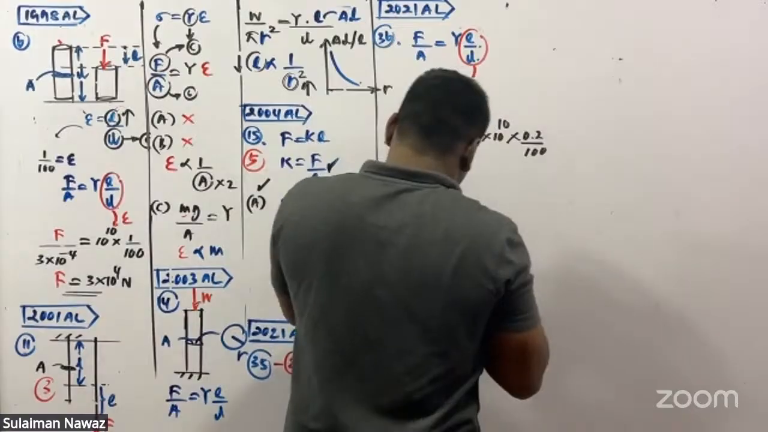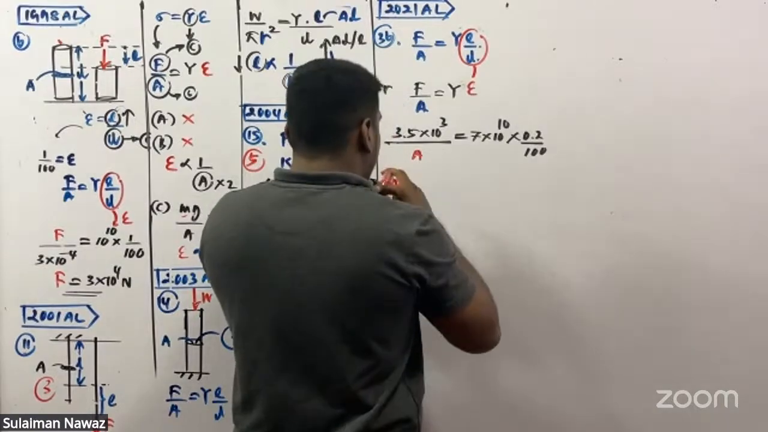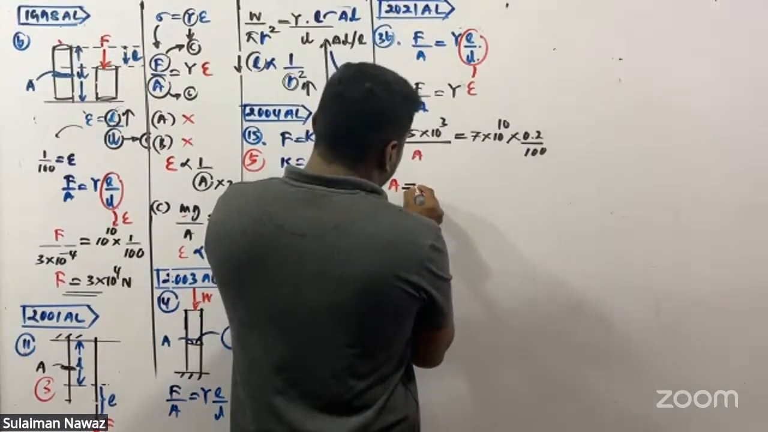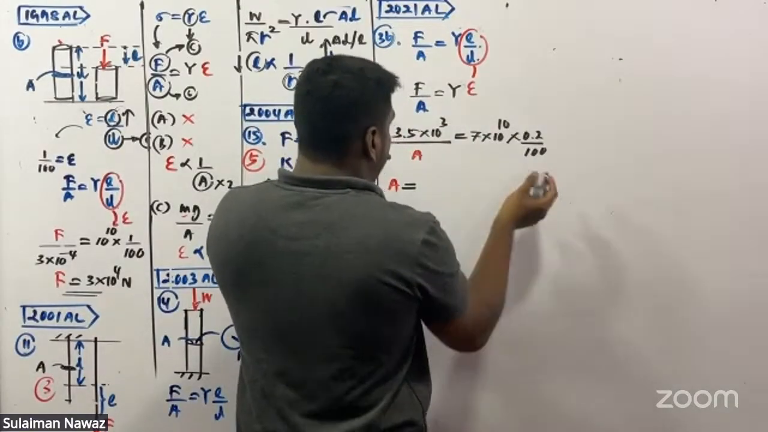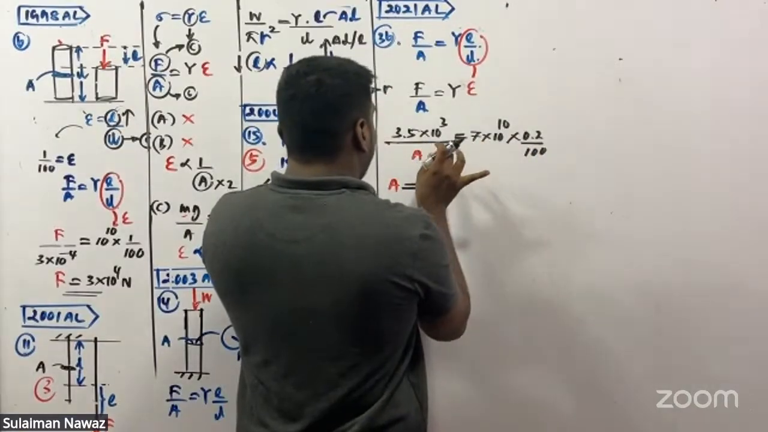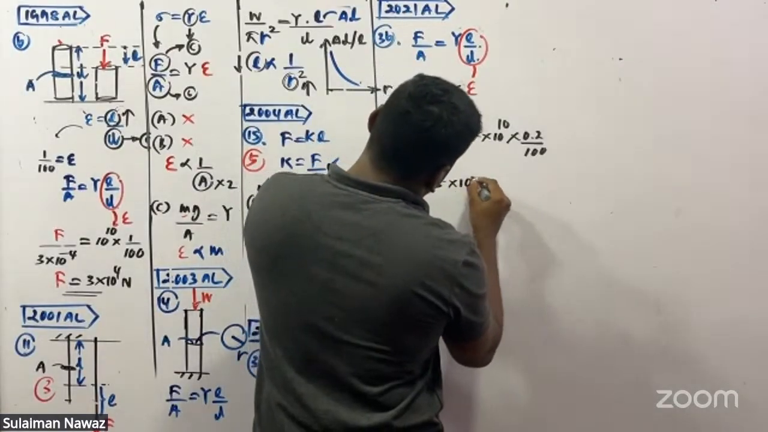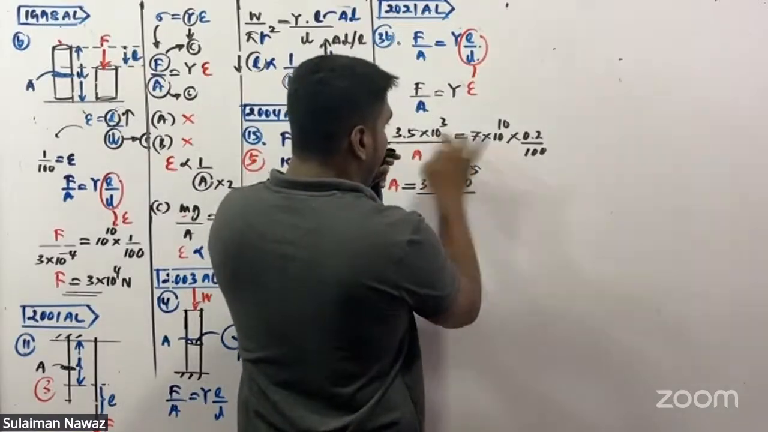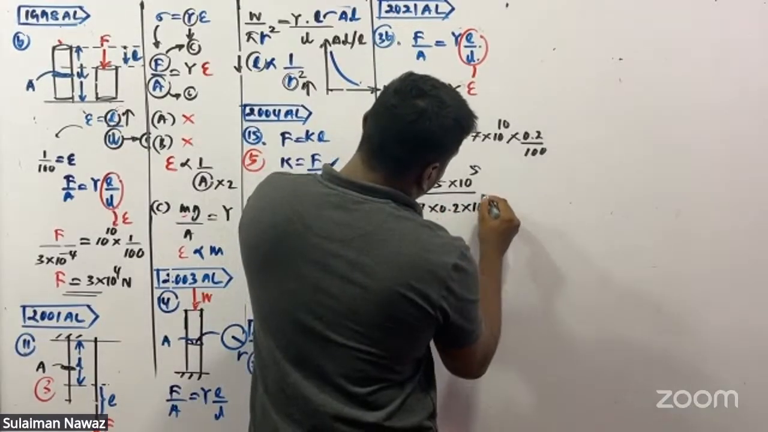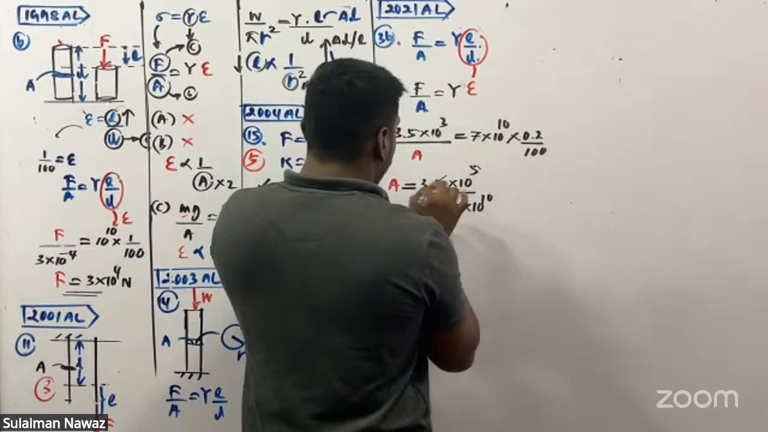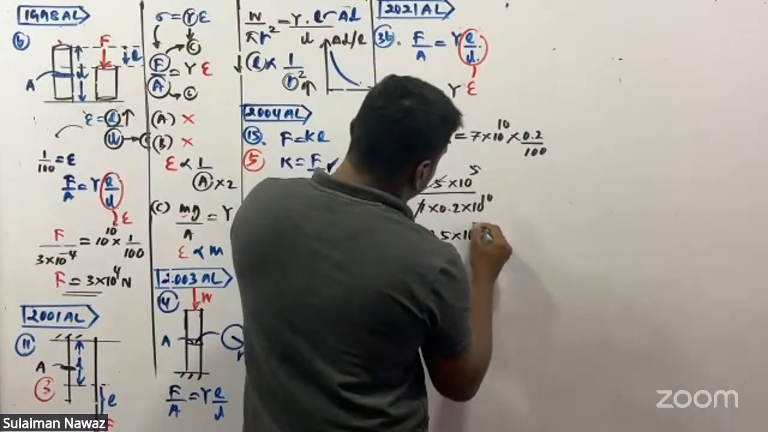Subject capital E, what will be your answer? Your answer will be capital E is how much? If you simplify, capital E means how much here? Subject capital E, 3.5 into 10 to the power 5 over 7 into 0.2 into 10 to the power 10. Right, here it's 0.5. 0.5 over 0.2 means 2.5 into 10 to the power minus 5 something.